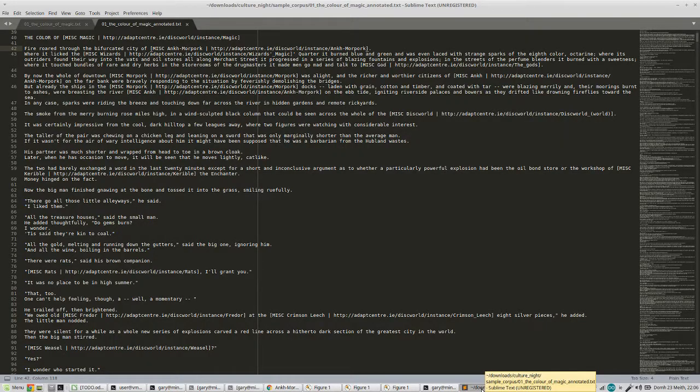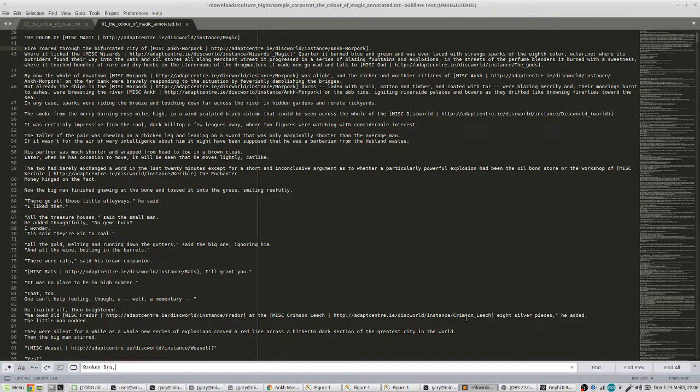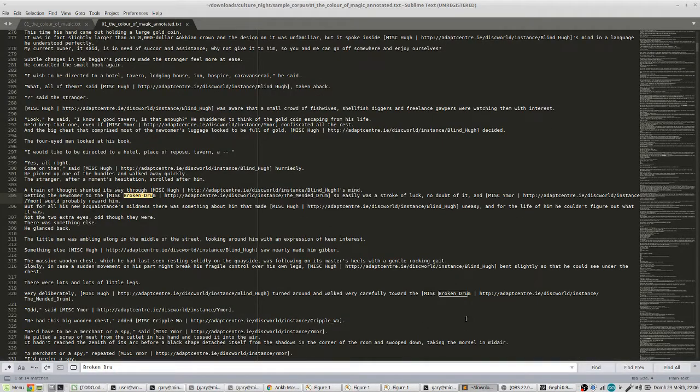What this does from a computer science perspective is it introduces consistency into the text of a document. So for example, if we do a search for the broken drum, we can see that the broken drum is actually the same as the mended drum, after it undergoes renovation after a big fire in Ankh-Morpork.